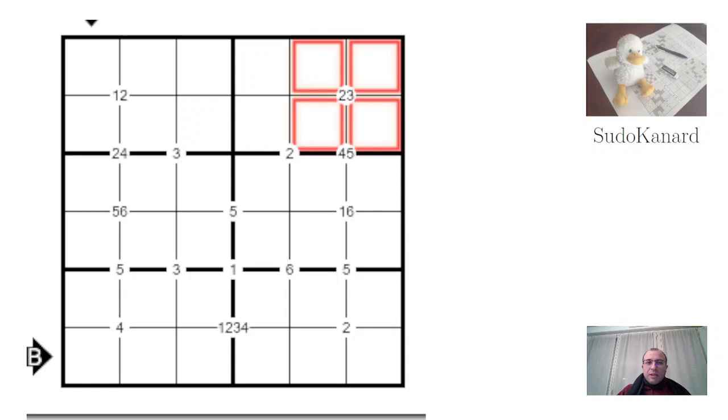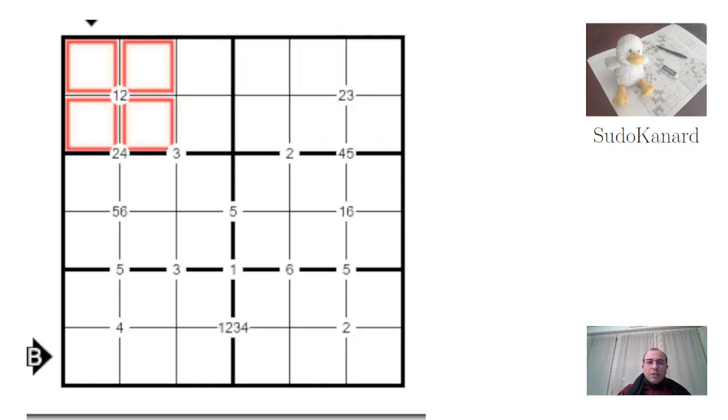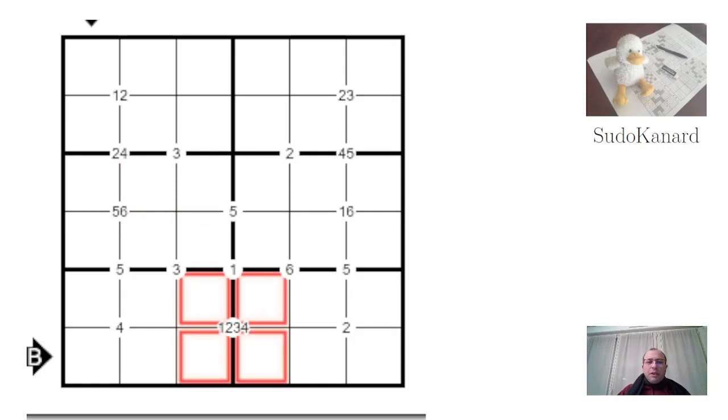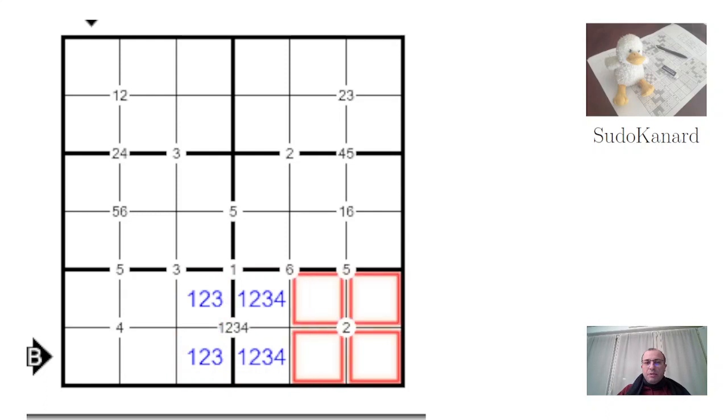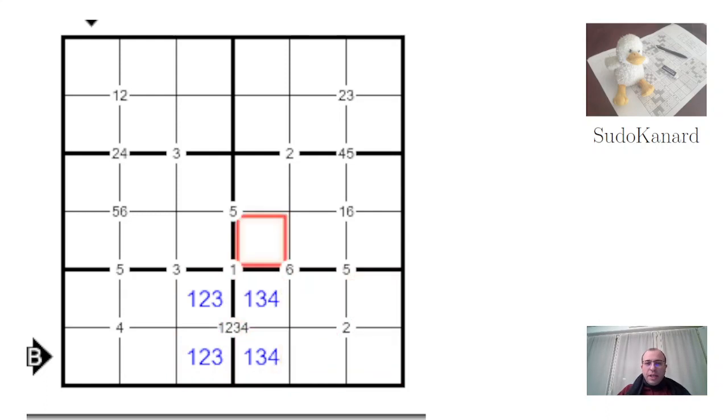So 2 and 3 are somewhere in there. 1 and 2 are somewhere in there. So something of interest here, but that's not what I'm focusing on at first glance. So here we need 1, 2, 3, and 4. Those are the 4 digits here, but there's a 4 here, so there's not a 4 here. There's a 2 here, so there's not a 2 here. And we get a 4 somewhere there.